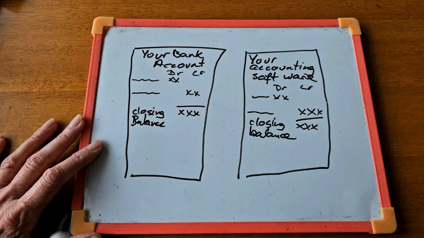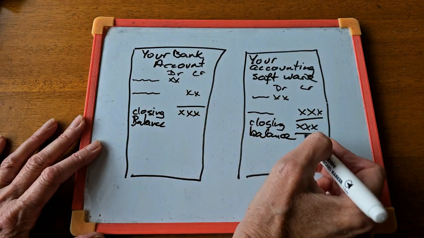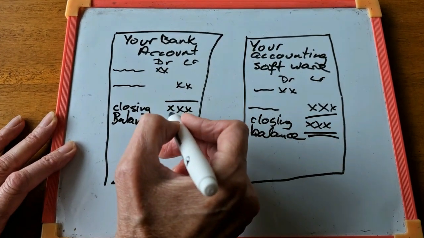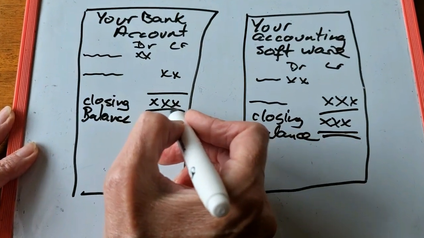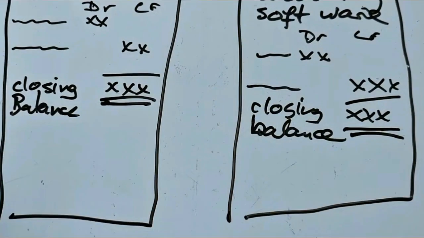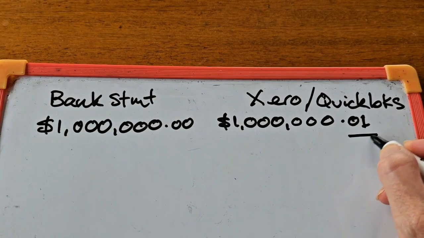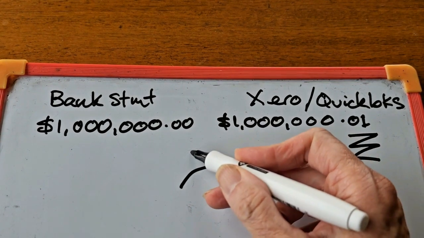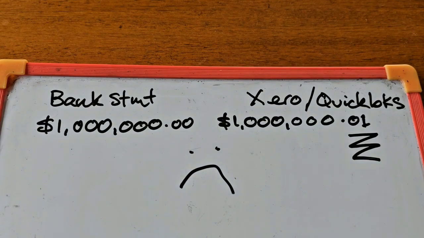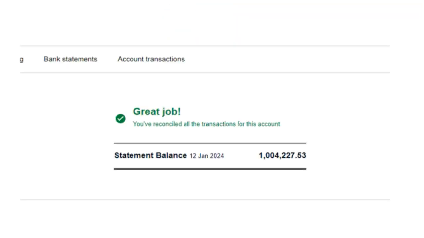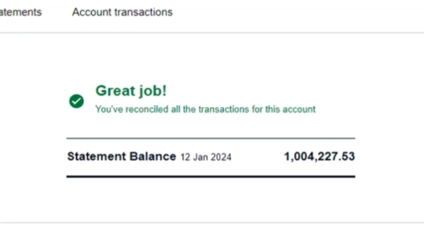And what we're looking at is that the transactions in one match the transactions in the other, especially the closing balance. That is the final figure at the end of a period of time. In your accounting software, unless every single cent is reconciled, it's not reconciled. That's why accounting software gives your accountant or bookkeeper a big dopamine rush once the bank is reconciled.